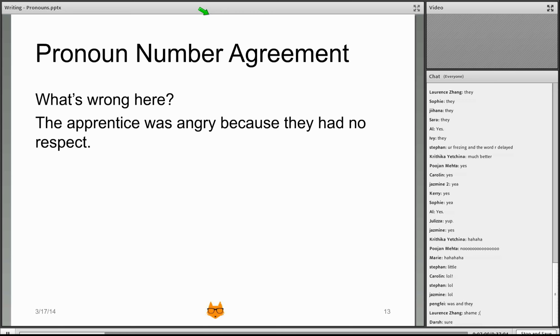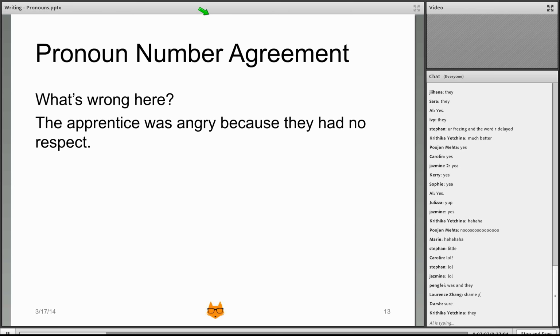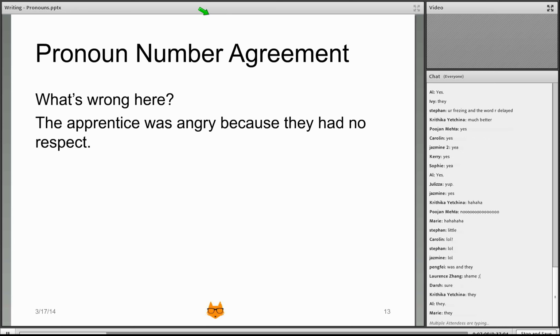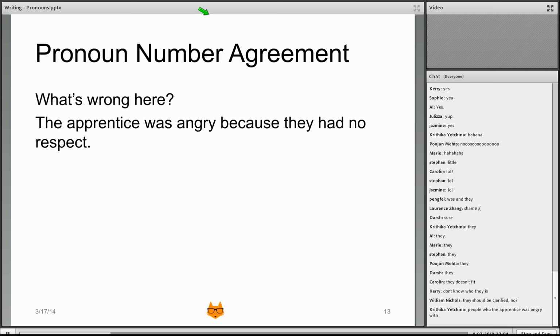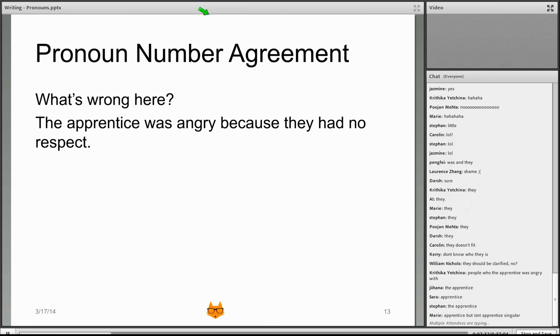So what's wrong with this sentence? The apprentice was angry because they had no respect. Yeah, the they is a problem here. And what is the they referring back to? What's the referent? So the they is not unclear, and you'll see that in a moment when we pick out the referent. Yeah, the referent is the apprentice.